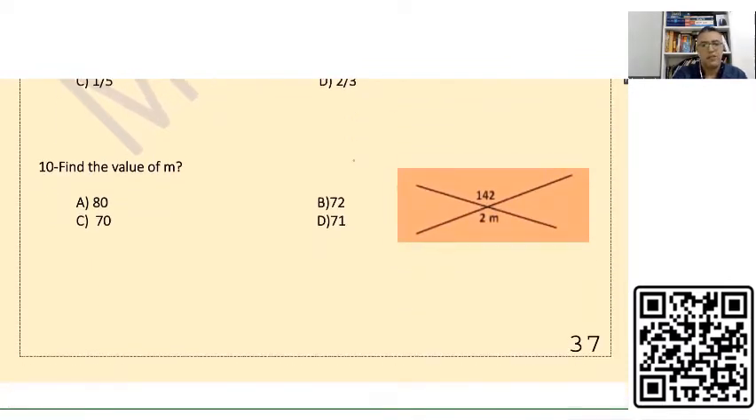Question number 10. Find the value of m. We can see from the figure that these two angles are vertically opposite. So 2m is equal to 142, divide both by 2, so m is equal to 71 degrees.